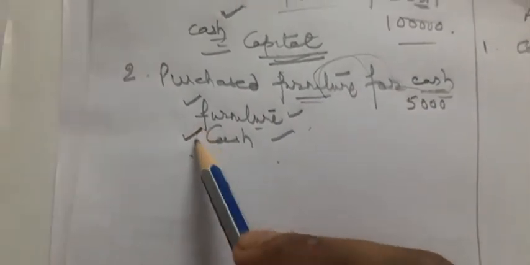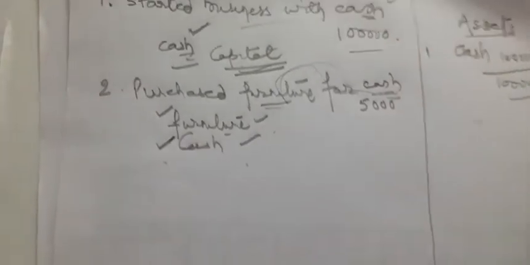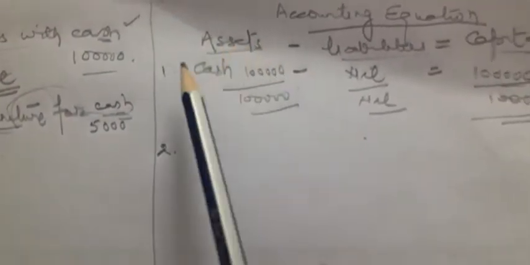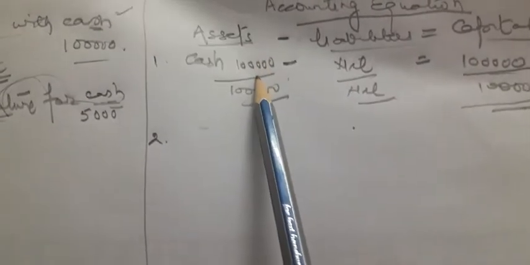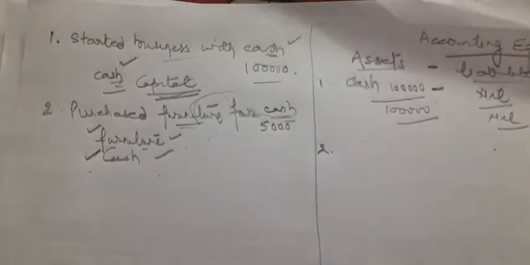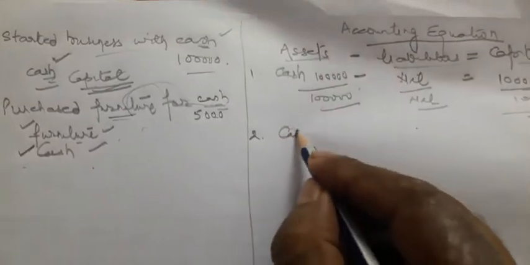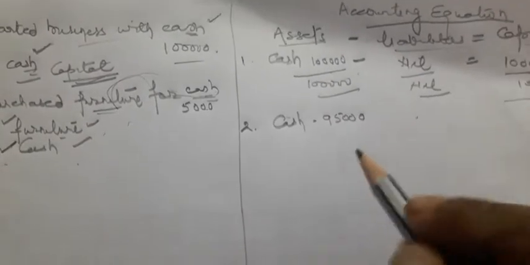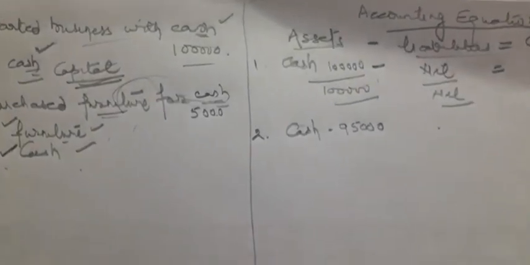Furniture is an asset, cash is also an asset. So both the aspects are affecting assets. There is no effect on the liabilities as well as capital. Previously in transaction number 1, we had a cash of 1 lakh rupees. When we have purchased furniture for 5,000 rupees, that means we have paid cash rupees 5,000. So the cash of rupees 1 lakh will now be 95,000.